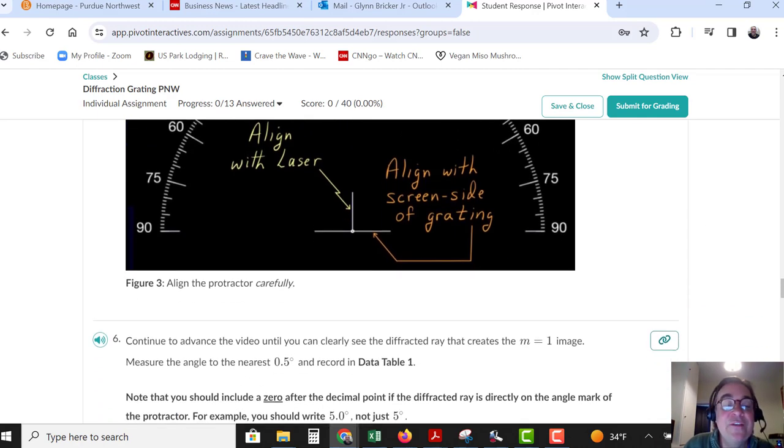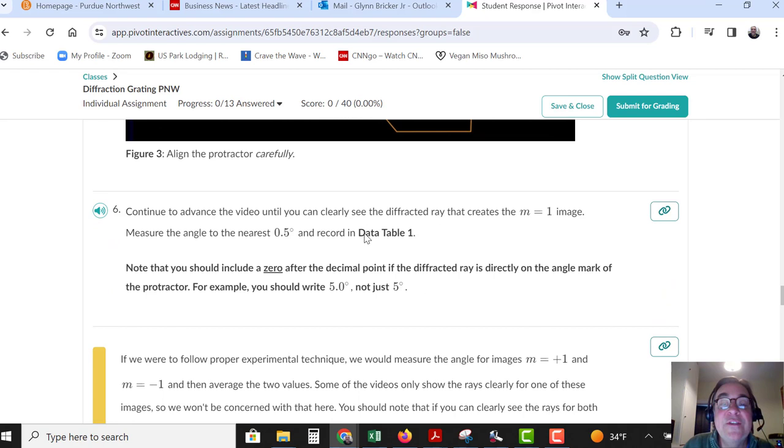And then continue to advance the video until you can clearly see the diffraction rays that create the m equal to 1 image. Measure the angle to the nearest 0.5, and then you can put this in data table 1, which you'll see in just a minute. Okay, so is it 1, 1.5, 2, something like that. So a little bit of estimating. It's kind of hard to see. Just do the best that you can with that.